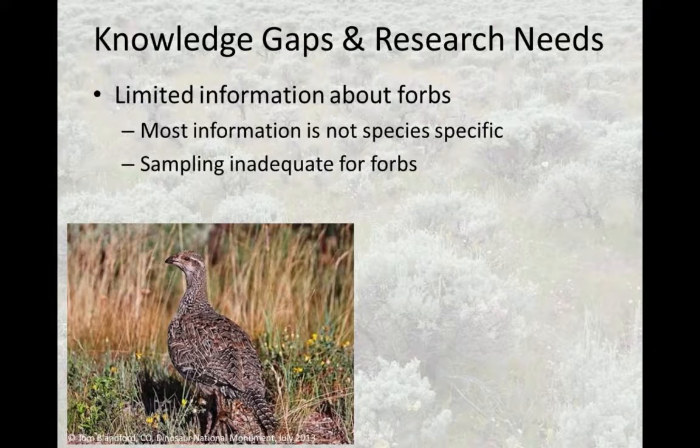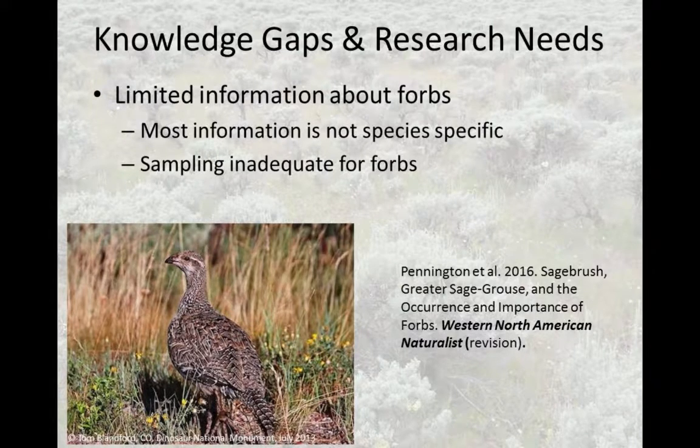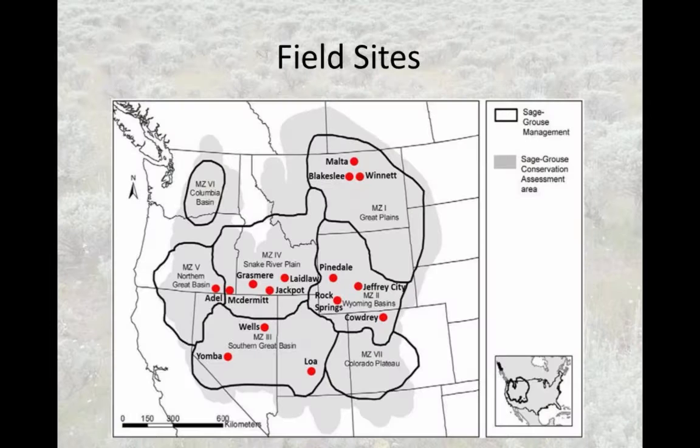So while there were some documents out there that describe forbs, they're extremely limited, and very few of them mention specific species that seem to be important to sagebrush. So this information that we compiled is now in a paper that's been submitted to the Western North American Naturalist. We're revising. We hope that you'll be able to read that in the near future if you want to see what the current state of the knowledge about forbs in sagebrush plant communities and sagebrush habitat is.